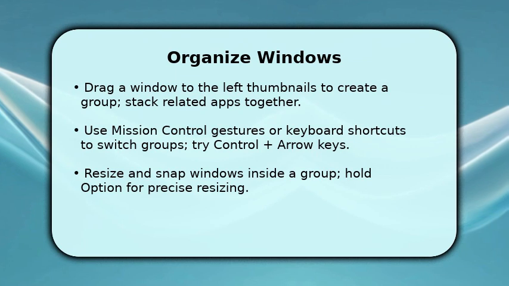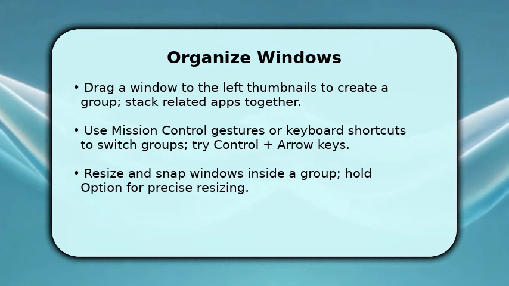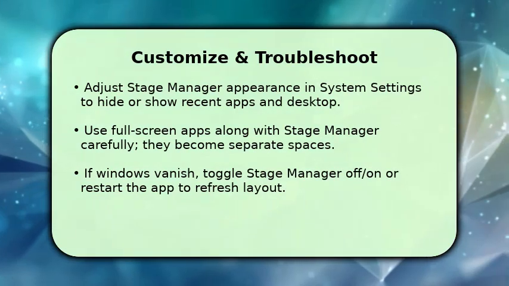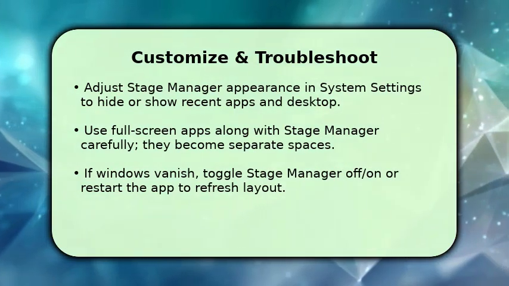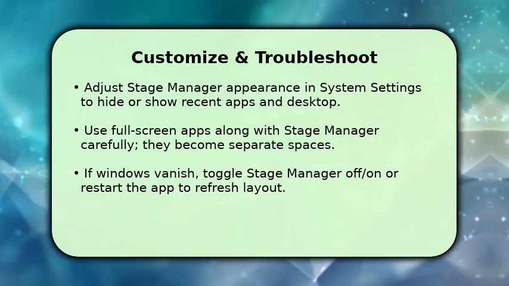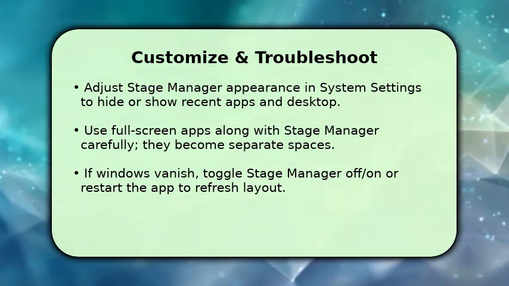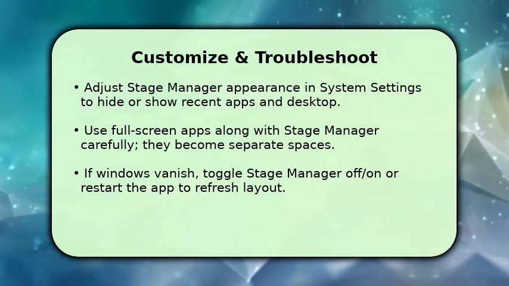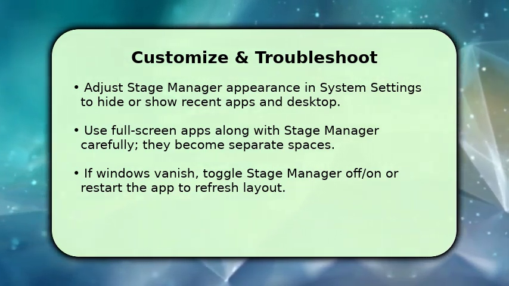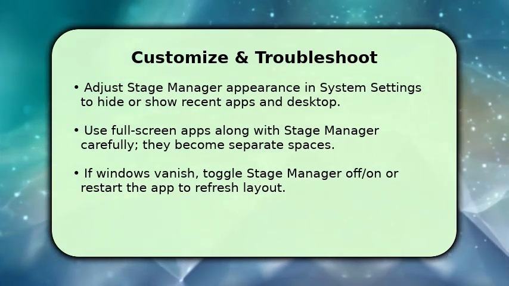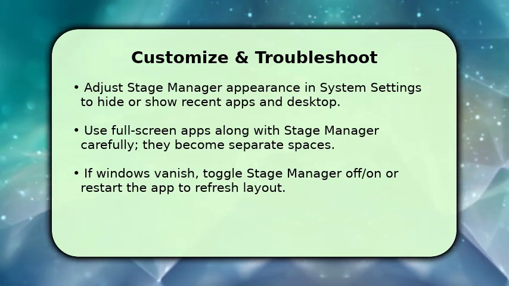Finish by customizing behavior and resolving common hiccups. Open System Settings, Desktop and Dock to tweak whether recent apps appear and whether your desktop stays visible. These change how crowded the thumbnail strip feels. Remember that full-screen apps act as separate spaces, so combine them deliberately. If windows disappear or groups look wrong, toggle Stage Manager off and on, or restart the affected app to force a layout refresh.